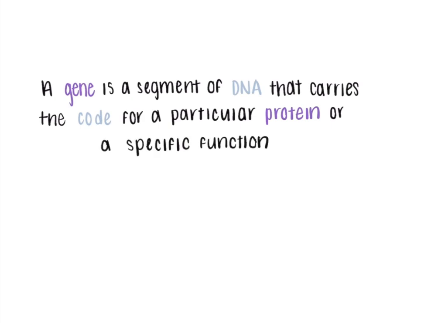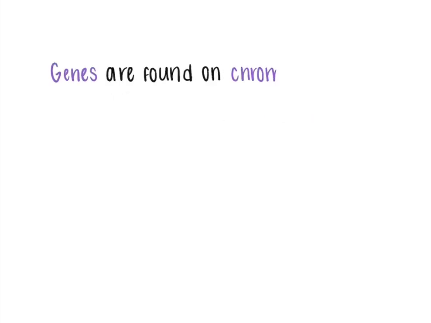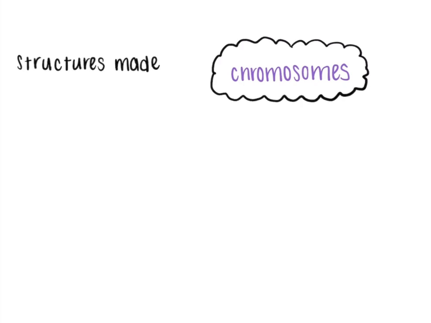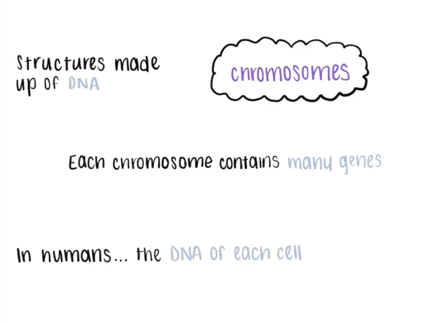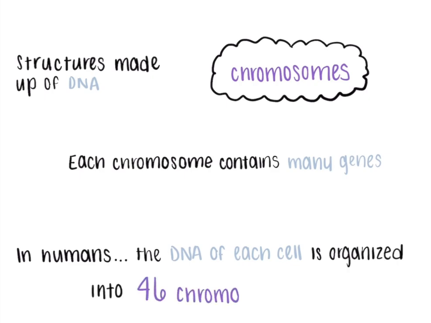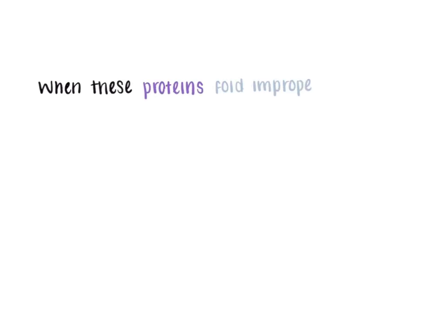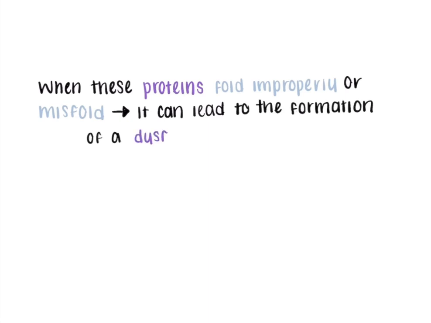A gene is a segment of DNA that carries the code for a particular protein or a specific function. Genes are found in chromosomes, which are structures made up of DNA. Each chromosome contains many genes. In humans, the DNA in each cell is organized into 46 chromosomes, or 23 pairs. When these proteins fold improperly or misfold, it leads to the formation of a dysfunctional protein. There are various factors that can cause a protein dysfunction, one of them being genetic mutations, which is the cause of Huntington's disease.